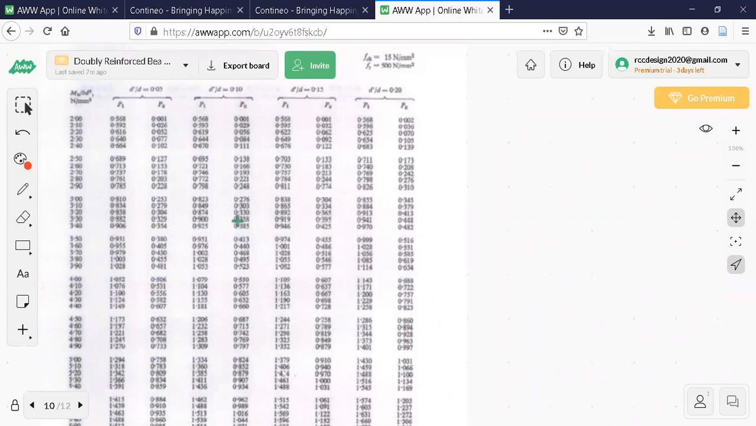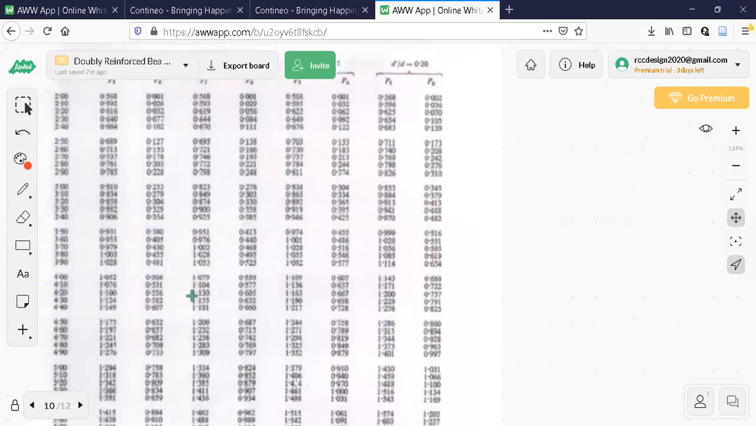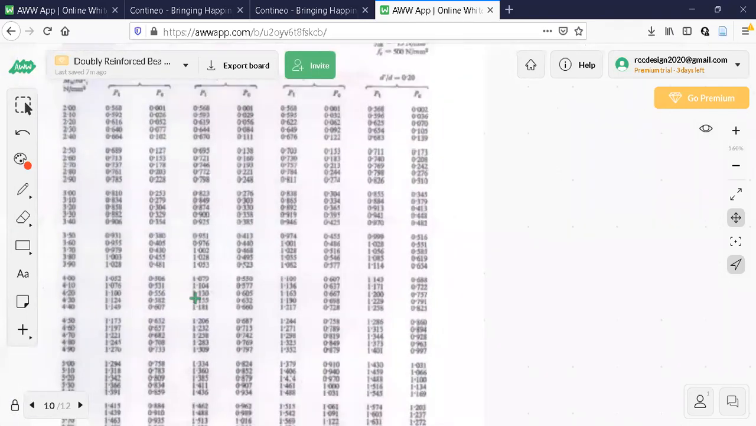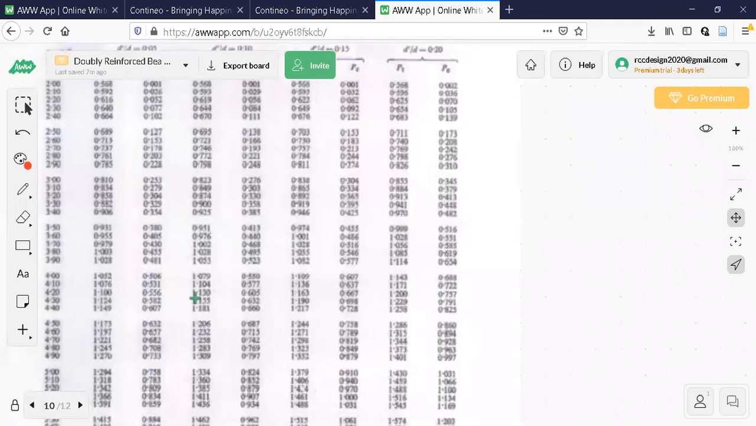So anything else you want to say here? Are there any questions related to today's topic? Is it clear or any doubts are there? How to use this table? Still a long way to go.